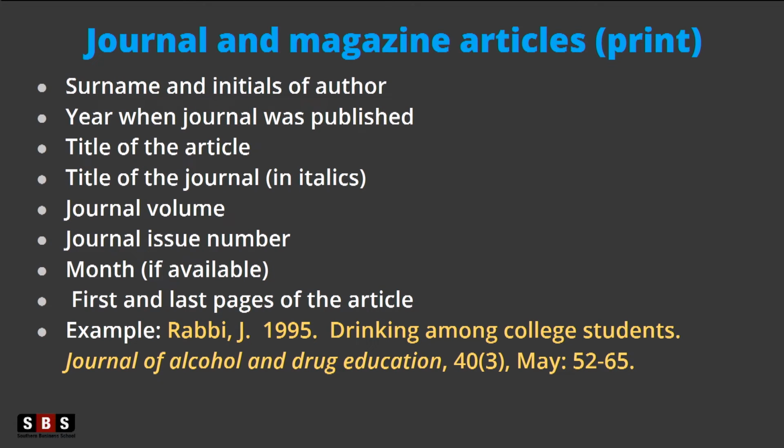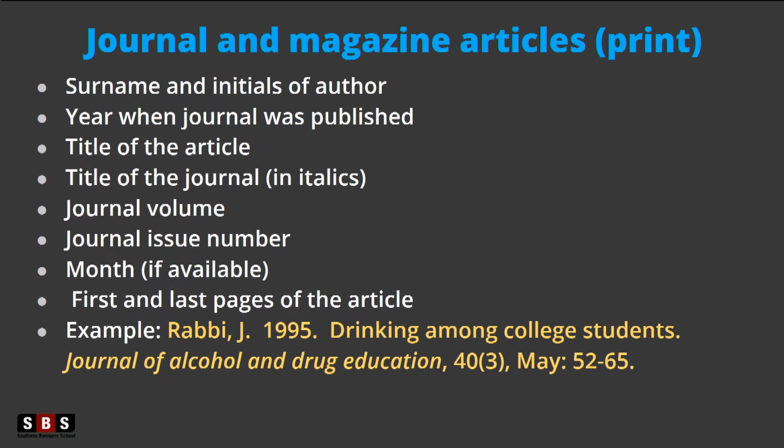If there is an issue number, it follows the volume number. If a month is available, it will follow on your issue number. And then you will indicate the page numbers on which this article is available. Let us have a look at the example.